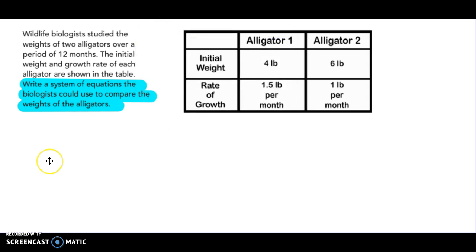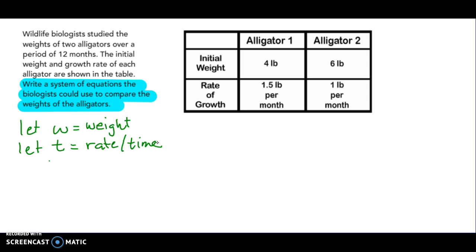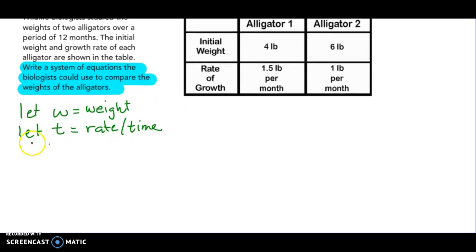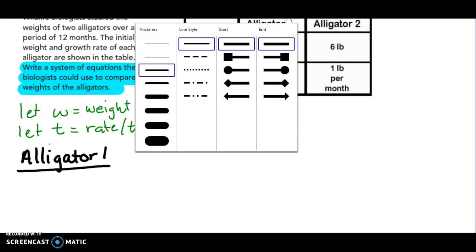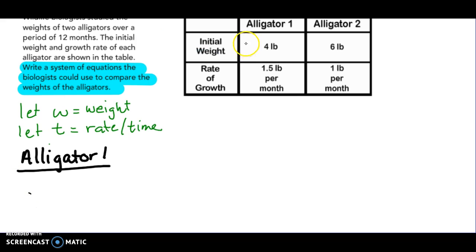So when we think about this, let's let W equal the weight, and then let T equal our rate, or we can say our time. So over time. So let's look at alligator 1, the information that goes with alligator 1. So our initial, we have weight equals, that's our initial weight. We don't know how that starts.